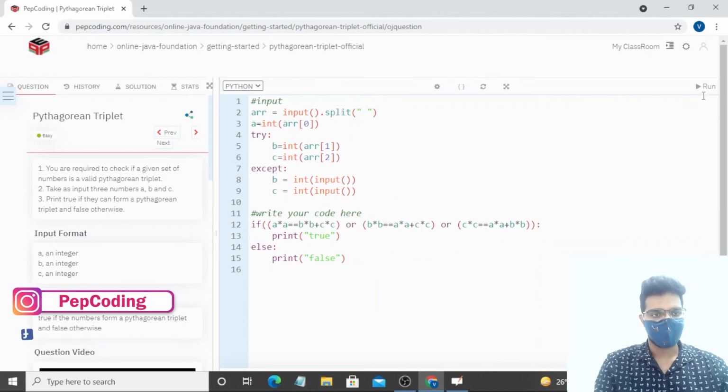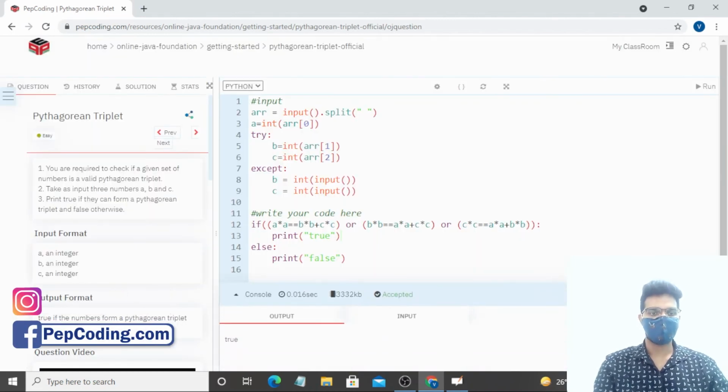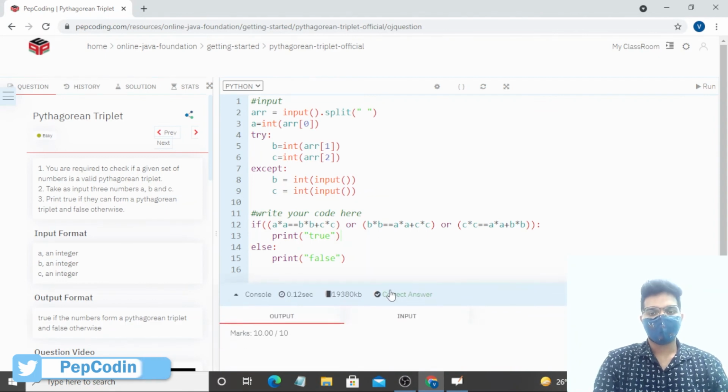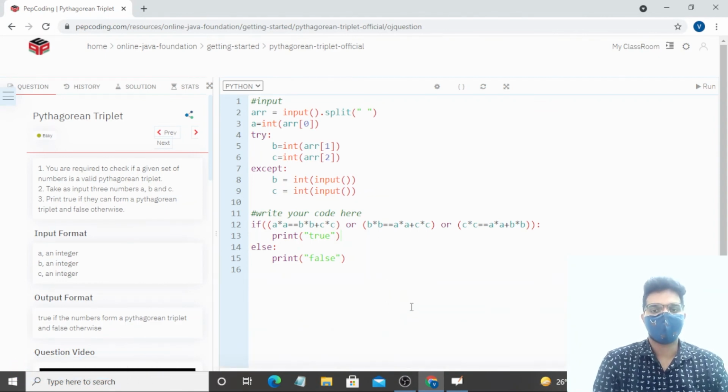So now let's try running it. As you can see, it got accepted. Now let's submit it. So this is it. That's it for our code. It was a simple if else.